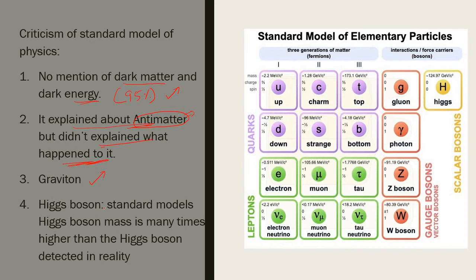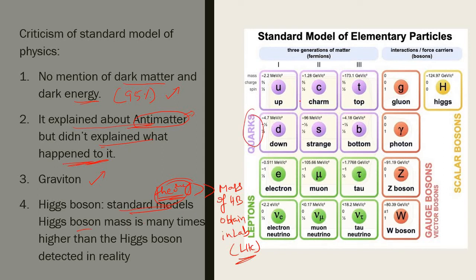Similarly, the Higgs boson. In the standard model of physics, the mass of the Higgs boson according to theory is much higher than the mass of the Higgs boson obtained in the lab, in the Large Hadron Collider experiment. Whatever mass we got was very small compared to the mass mentioned in the standard model theory.